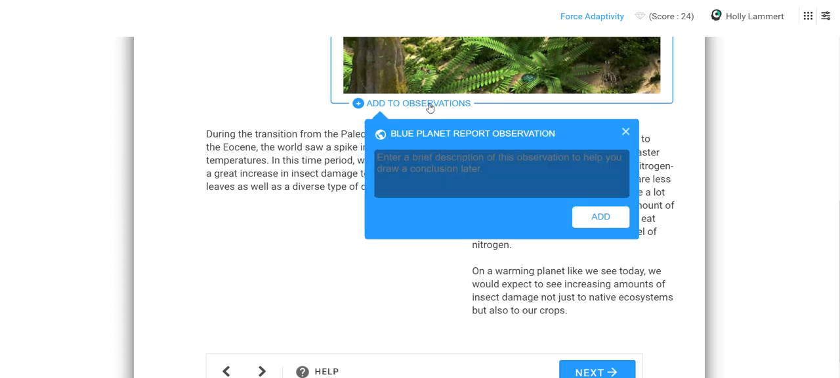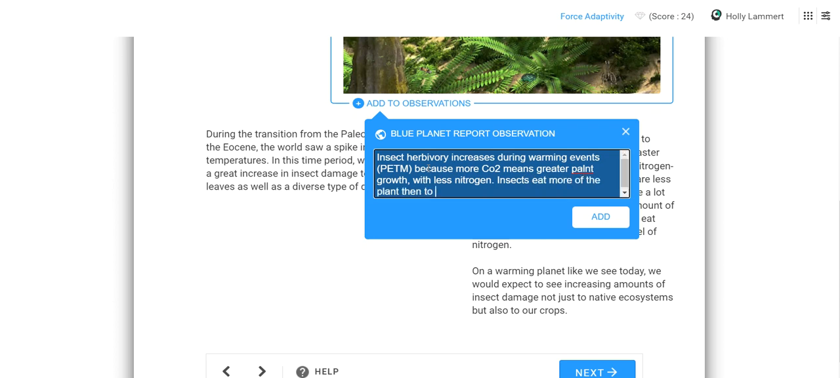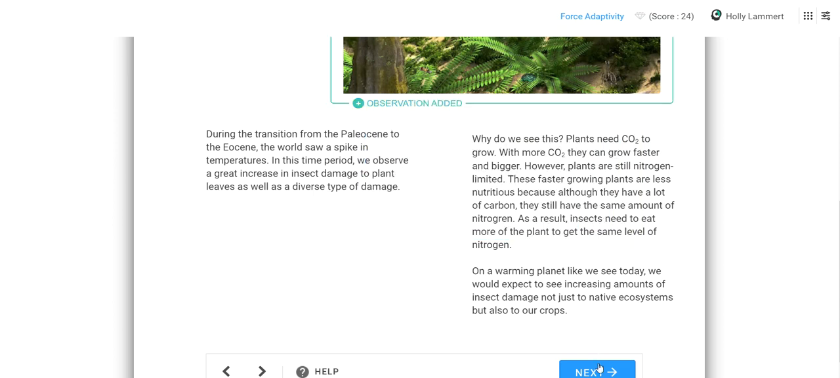Let's go ahead and add that observation in. So insect herbivory increases during warming events, PETM in particular, because more CO2 means greater plant growth with less nitrogen. Insects eat more of the plant to get their nitrogen fix. Add.